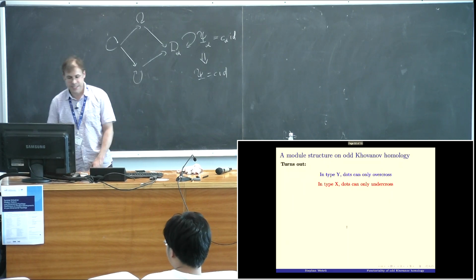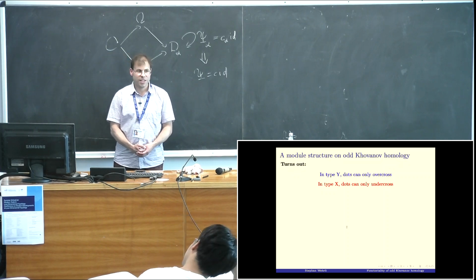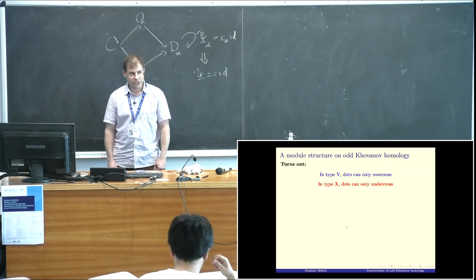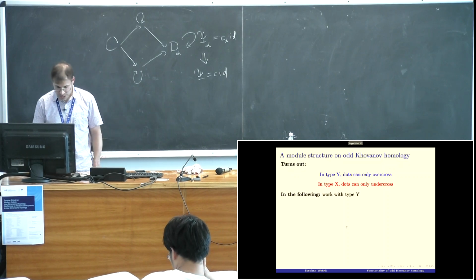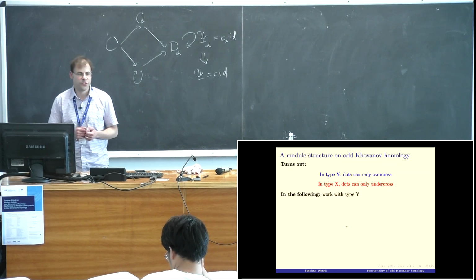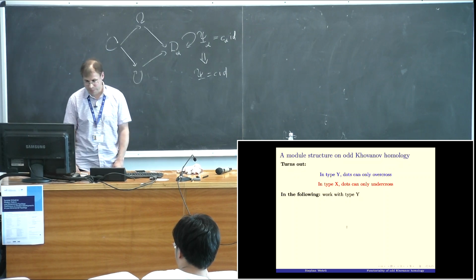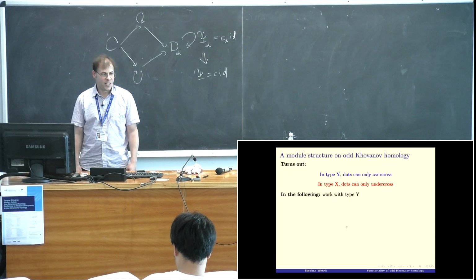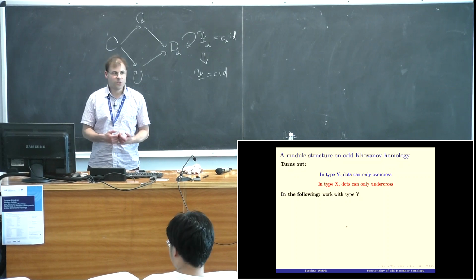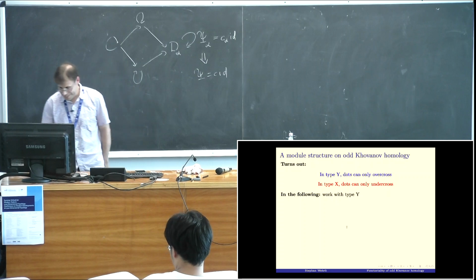So it turns out that in type Y, dots can only overcross, and in type X, they can only undercross. And in the entire rest of the talk, I will work with type Y because that's basically what Putera does. He never says it very explicitly, but he implicitly works with type Y. So from now on, dots can overcross, but they can't undercross. And then you can ask, well, what would happen if a dot just tried to undercross?